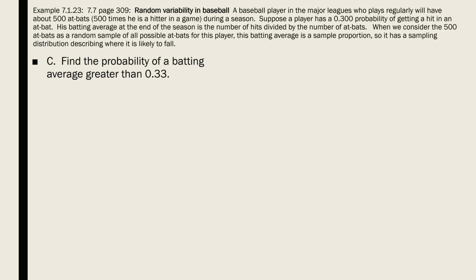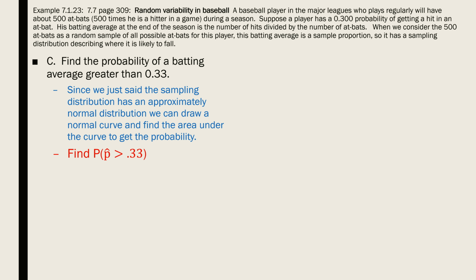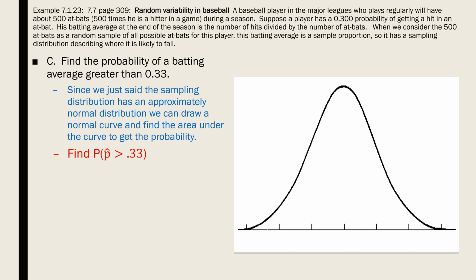Question C. Find the probability of a batting average greater than 0.33. Since we just said that the sampling distribution has an approximately normal distribution, we can draw a normal curve and find the area under the curve to get the probability. And we want to find the probability that p-hat is larger than 0.33. It means we are looking for the area to the right.